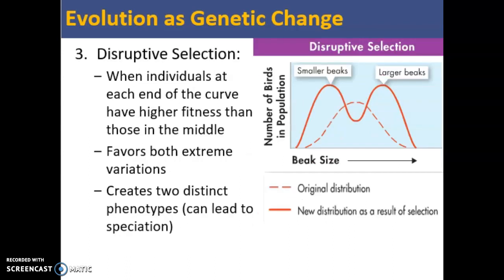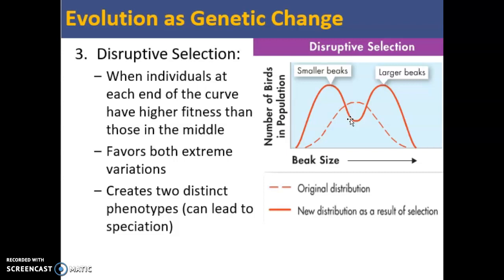Finally, we have disruptive selection. And disruptive selection, as the graph shows, you don't want to be average, right? It's the extreme ends of the curve that have the higher fitness and the greater chance of surviving and reproducing, right? So we're back to bird beak size, and we see that birds with smaller beaks have a greater chance of surviving and reproducing, and birds that have larger beaks have a good chance of surviving and reproducing. However, the birds that are average and have a medium-sized beak probably don't have a food source, right, that is really tailored fit to their beak, and therefore they don't have a good chance of surviving and reproducing.